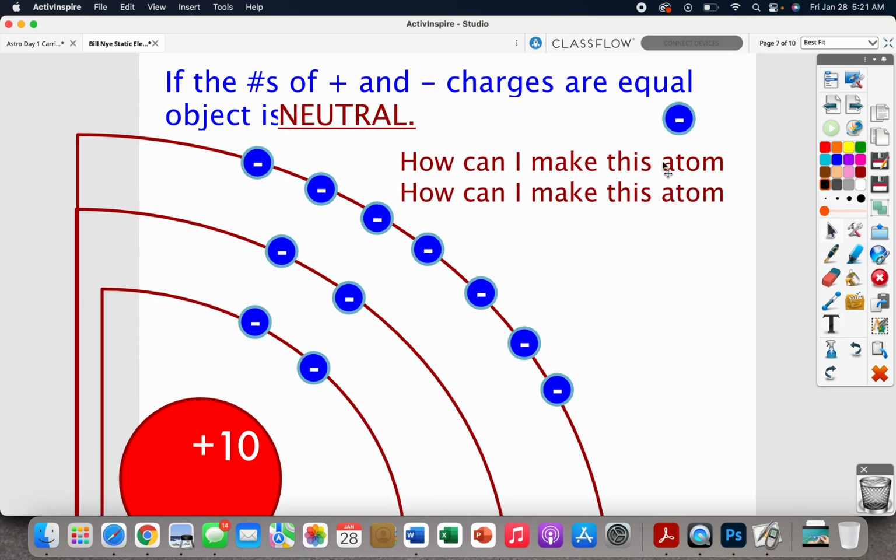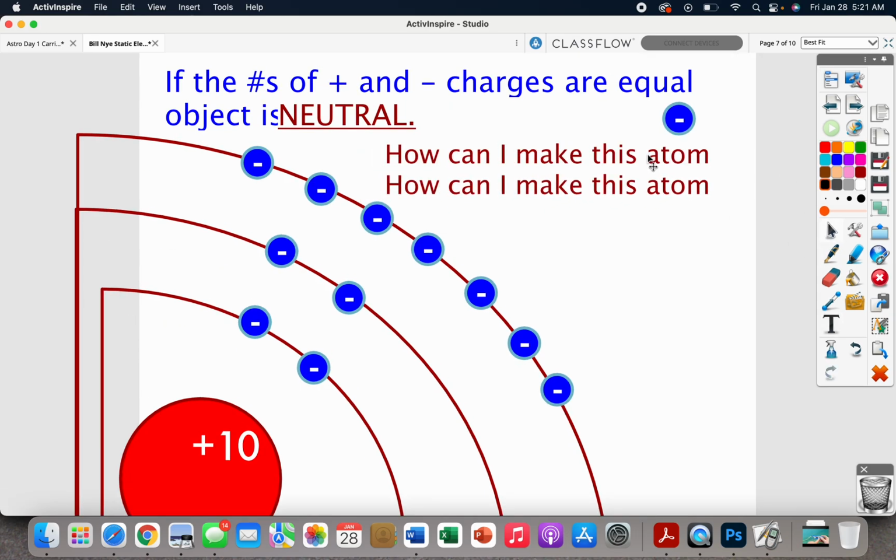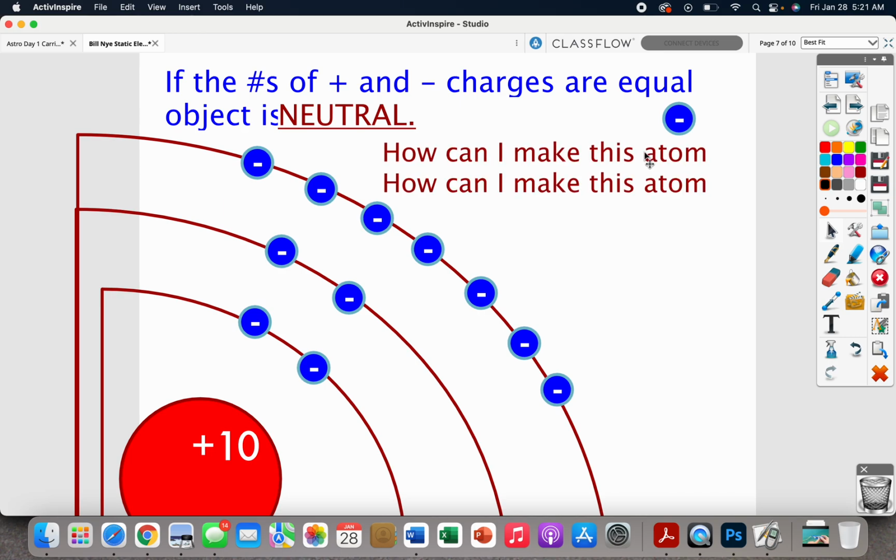Now, how can I make this atom negative, or how can I make this atom positive? I'm going to put a negative sign here and a positive sign here. Right now it's neutral because it has a positive 10 here, but it has 10 electrons: 1, 2, 3, 4, 5, 6, 7, 8, 9, 10. So we've got 10 electrons and we've got positive 10 protons.